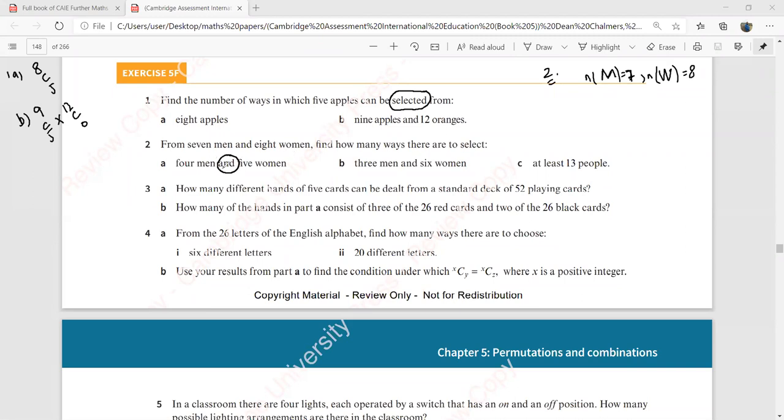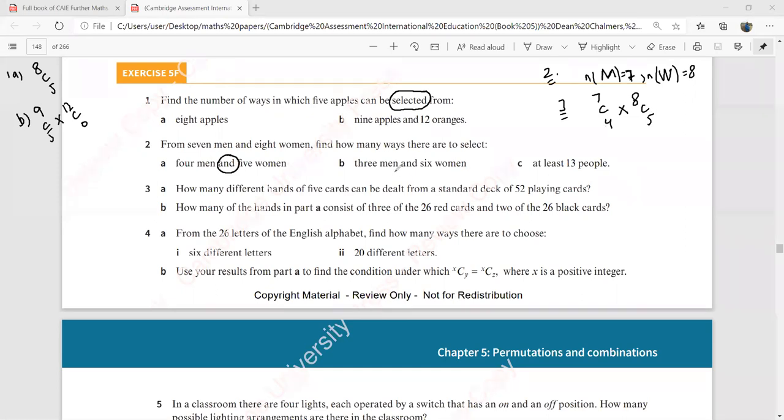So, 4 men and 5 women. Would anyone like to share her answer or the way she has done that? 4 men and. It would be 7C4 times 8C5. Exactly. We just need 4 men from 7 men and we need 5 women from 8 women. So this is 7C4 times 8C5.